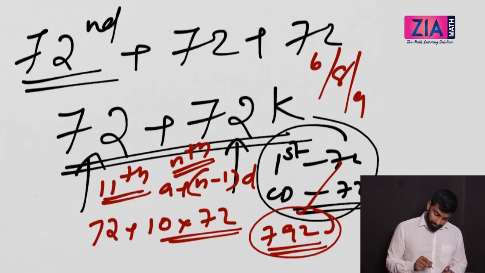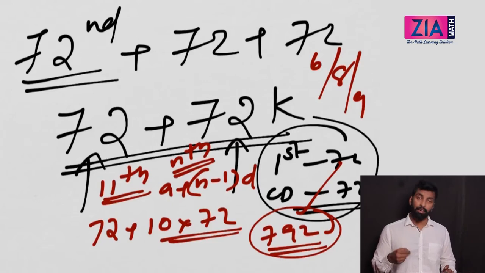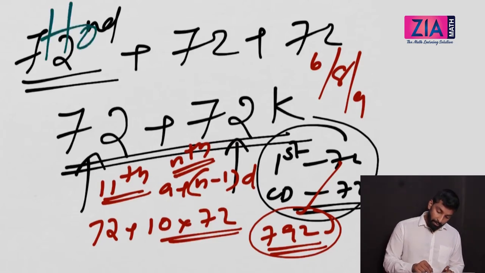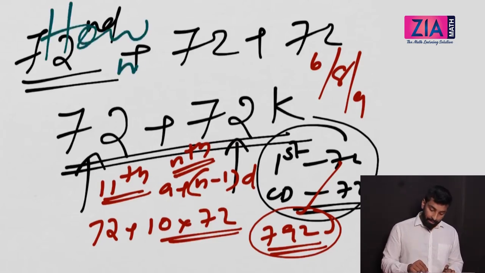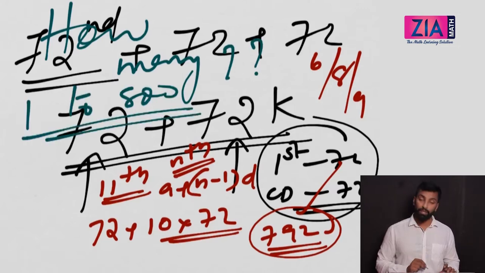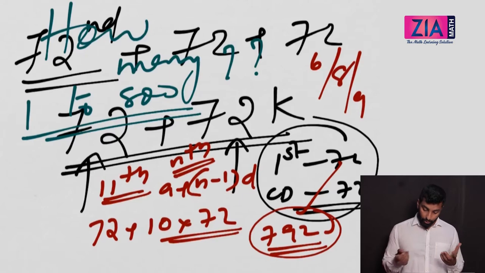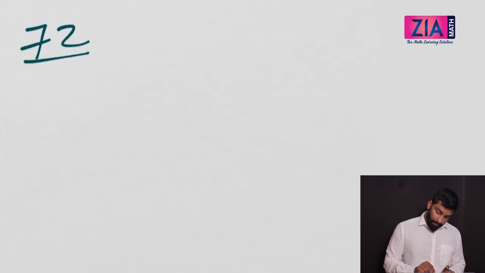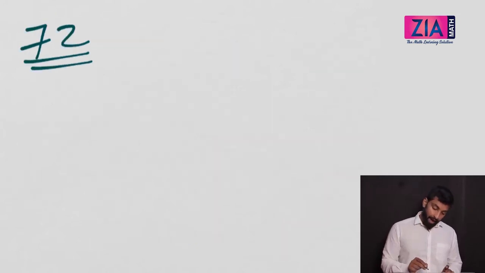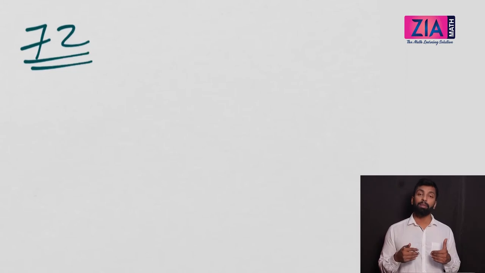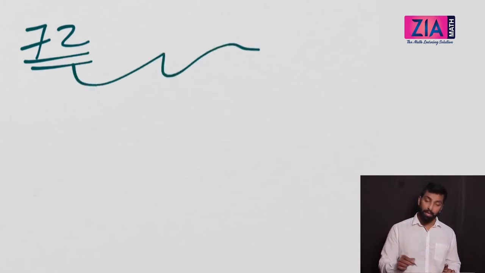Or they can ask you another question in a different way. How many such possible boxes are there within a range of 1 to 800? So we know the first such possible number is 72. We got it already. They're asking you within 800 how many such boxes are there. So I am only looking for the multiples of 72.